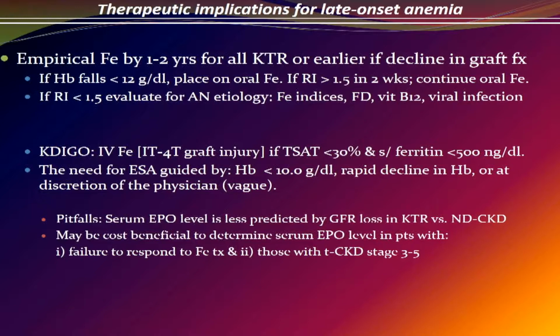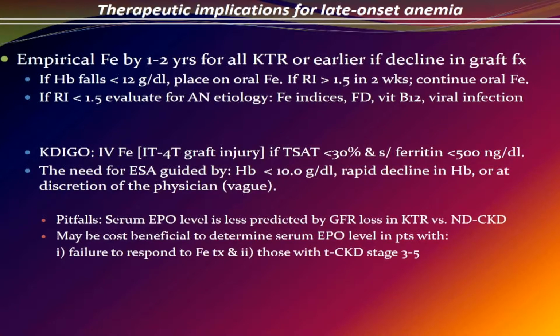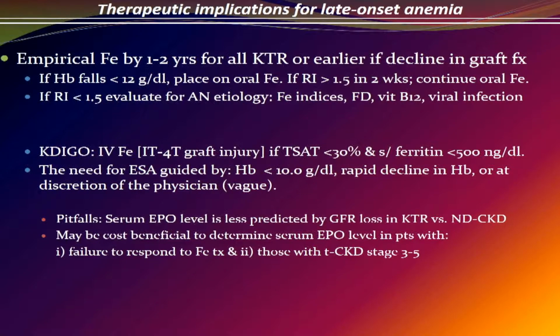KDIGO actually recommends that you could give IV iron for this group of patients if the T-sat is less than 30% and serum ferritin is less than 500. Now, the need for erythropoietin for this group of patients is when there is severe anemia, defined as hemoglobin less than 10 grams, if there is a rapid decline in hemoglobin, or at the discretion of the physician.